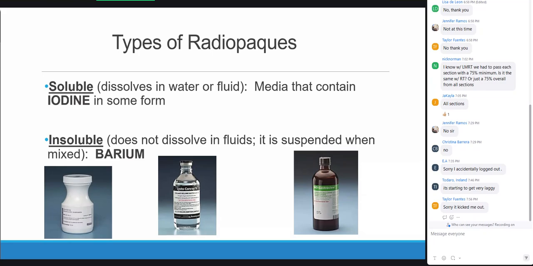An insoluble is a contrast that doesn't dissolve in fluids. It can be distributed and mixed, but it won't stay there. It will settle back. If given enough time, it will settle because of gravity. So it's just temporarily suspended within the fluid. That's why we call it a barium suspension that we use.